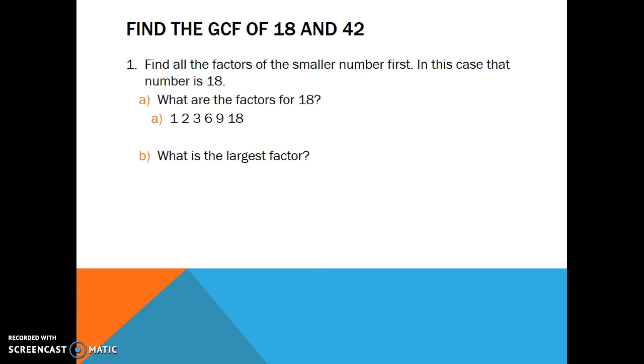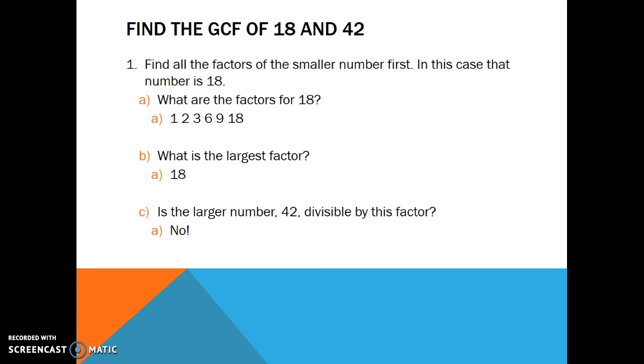Okay, my second step in finding the greatest common factor is to look at the factors that I just listed and figure out what is the largest factor. Obviously, that is going to be 18. Now, my next step is this. Is the larger number, 42 in this case, divisible by this factor? Since I'm trying to find the greatest common factor between 18 and 42, I'm going to ask myself, can I divide 42 by 18, which was my largest factor for my smaller number? And the answer, of course, is no, I can't.